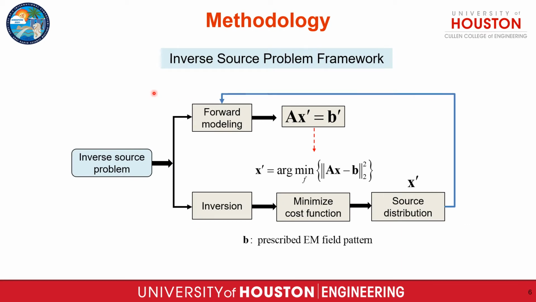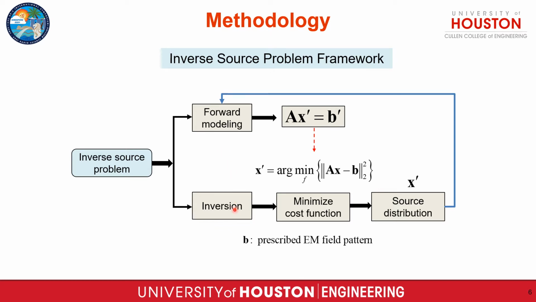This is the framework of the inverse source problem. So the inverse source problem is divided into two parts. The first one is the field modeling, and the second one is the inversion. The field modeling is a mapping from the current to the E and H field. That means if given the current, we can calculate the E and H field.